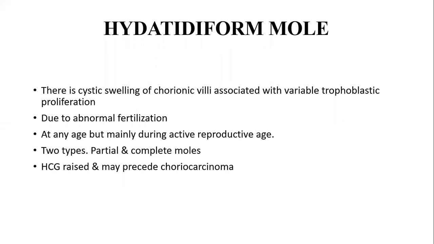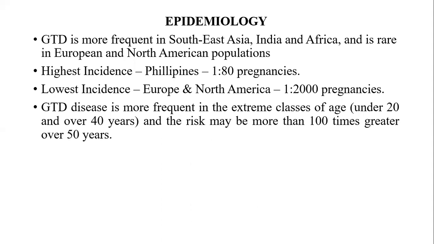So these are cystic swellings of the chorionic villi associated with variable trophoblastic proliferation. They're usually due to abnormal fertilization and can occur at any age, but they occur mainly during the active reproductive age. There are two main types. We have the partial and complete moles. For this, the HCG is usually raised and it may precede a choriocarcinoma. So for the epidemiology, it's more frequent in the South.